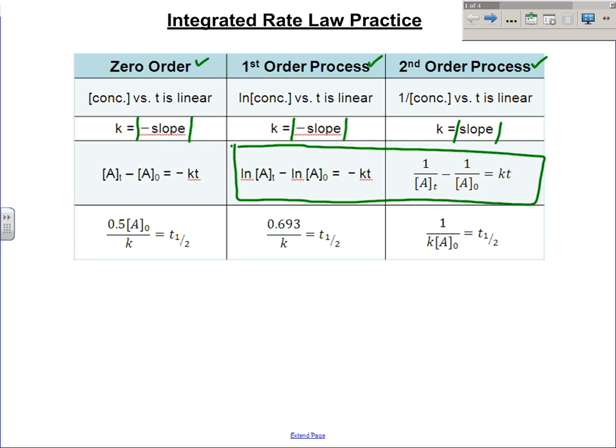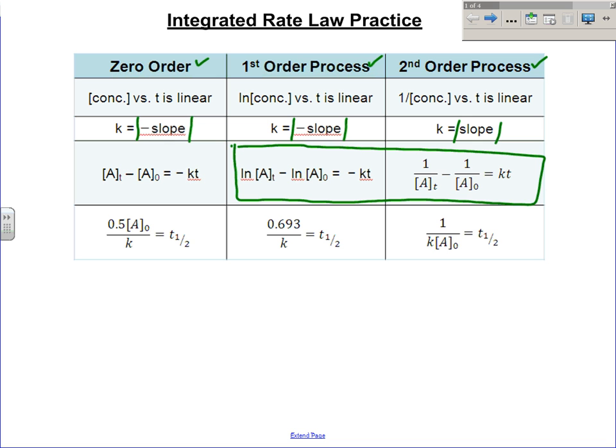Now, the reason why it's negative slope in zero and first order is because when you generate that graph, the linear equation goes downhill, so it's a negative slope value, and for second order, it's a positive. But if you just think of K as the absolute value of the slope, you'll always be able to calculate the K regardless of which order it is.